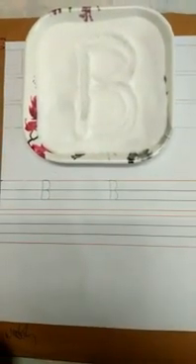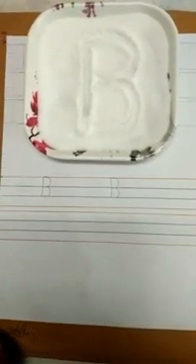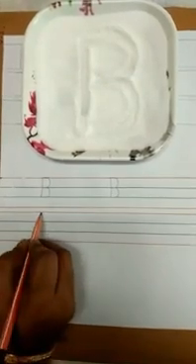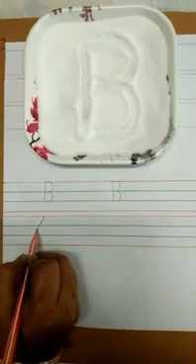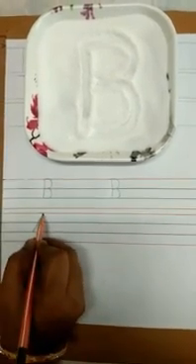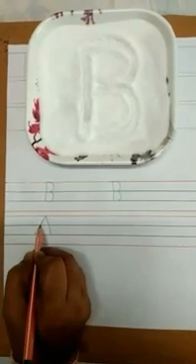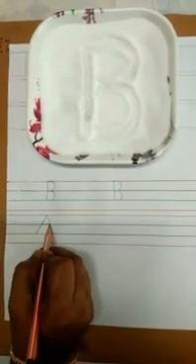I'm sure you must have revised capital letter A. Now let's see whether you have learnt it or not. Slanting line from red line to second blue line. Opposite slanting line from red line to second blue line. And a sleeping line on the first blue line.